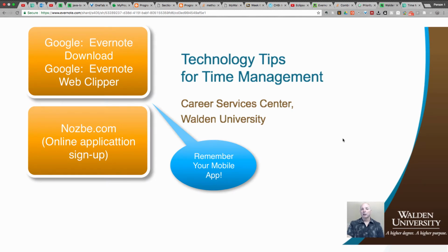Now, let's take a look at our resource list for everything we've talked about today. We've talked about Evernote, and you can download it here. And be sure to get the web clipper, which you can download here for your various browsers. And also go to the appropriate mobile site to get your mobile applications. With Nozbe, you can sign up for Nozbe here. And the same as with Evernote, you need to find the appropriate application on the appropriate store to download to your phone or to your watch.